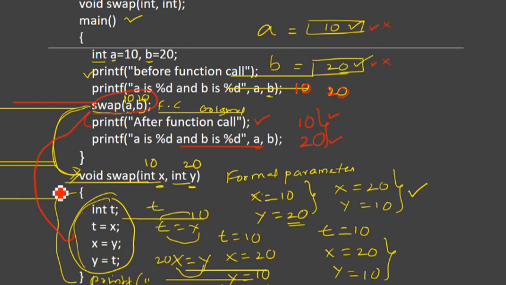Hence, after the function call, even if you print the values of a and b, the a value and b value do not change. The same output is going to come. So here the swap is done, but it is done within the user defined function, not on the actual parameters. So what did you understand finally?